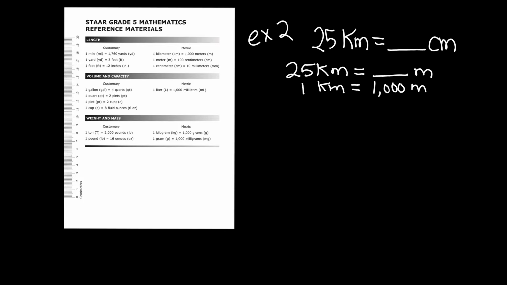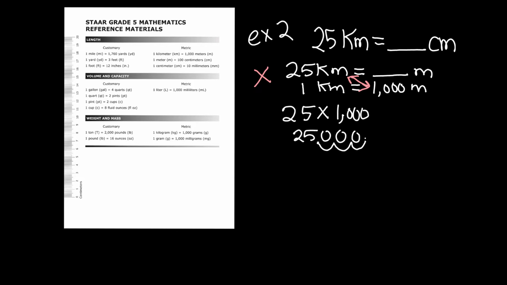So I'm looking at my numbers. Are they diagonal from each other, or are they on top of each other? They're diagonal. That means I'm going to multiply. Okay, set up your question. I have 25 times 1,000. Well, if I have 25, I can move my decimal 3 places to the right, and I'm left with 25,000 meters. Now, that only got me up to meters.